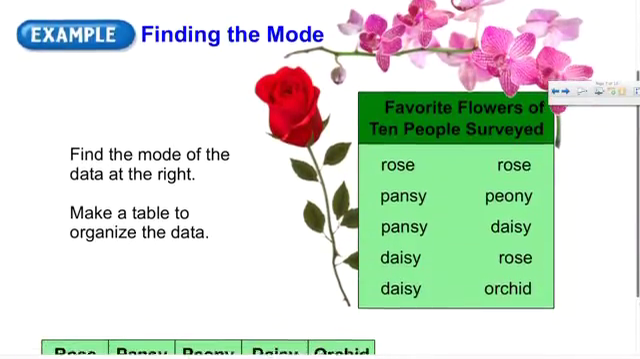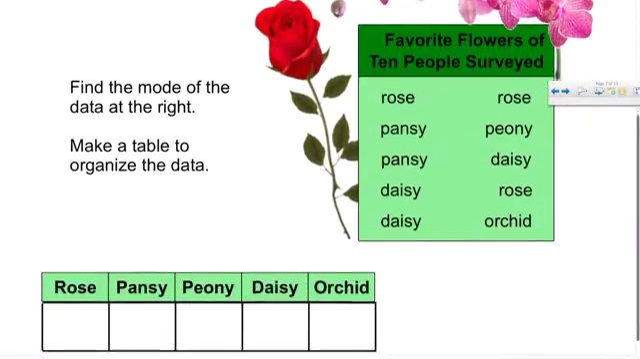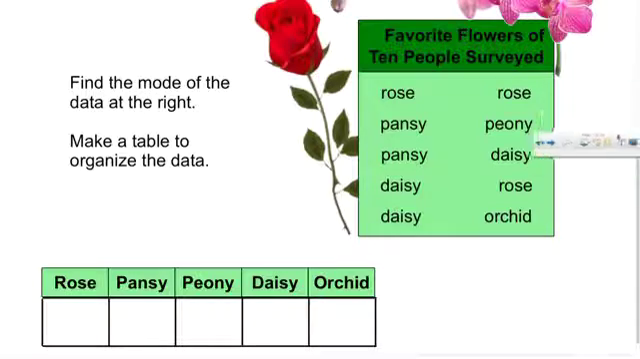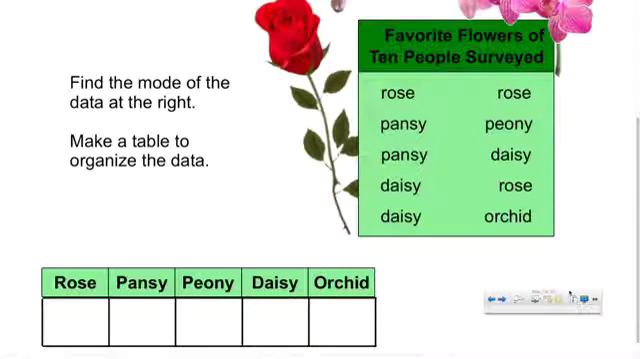Okay, so let's take a look at this example, finding the mode. Here's a table, and they want you to organize it using a tally chart. So really quickly, make a quick chart, tally your data, and determine which one's your mode.